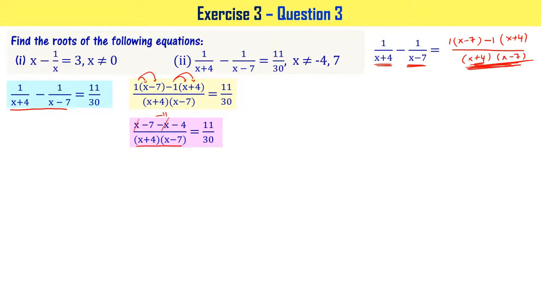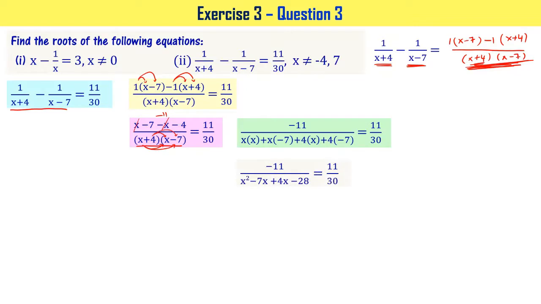That can be written as x times x plus x times minus 7 plus 4 times x plus 4 times minus 7. When you do that and simplify this further, the equation becomes minus 11 divided by (x square minus 7x plus 4x minus 28) equal to 11 by 30. These two can be clubbed together such that it can be written as minus 11 by (x square minus 3x minus 28) equal to 11 by 30, right?